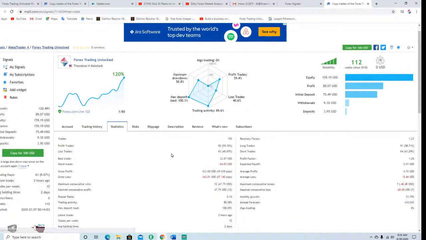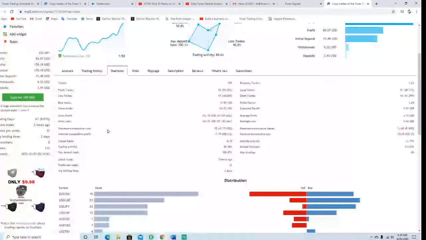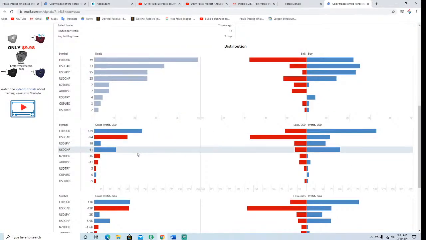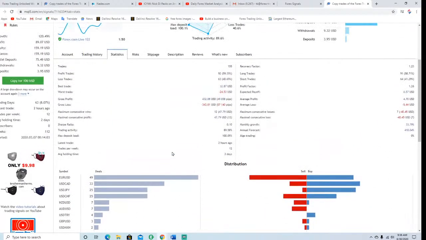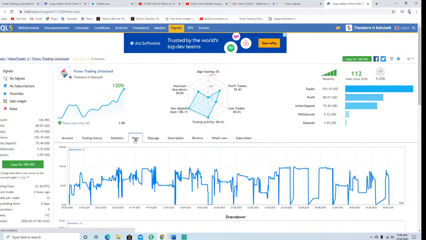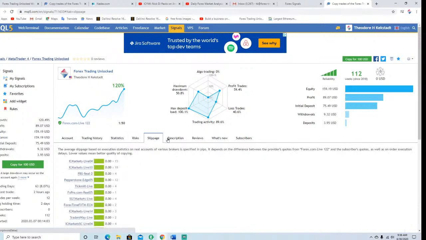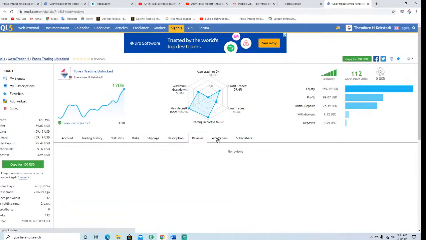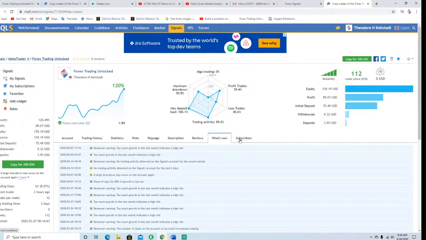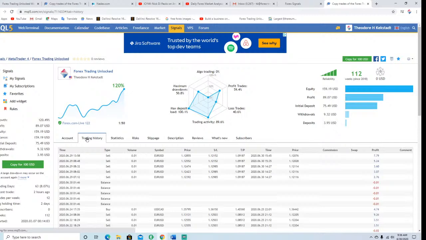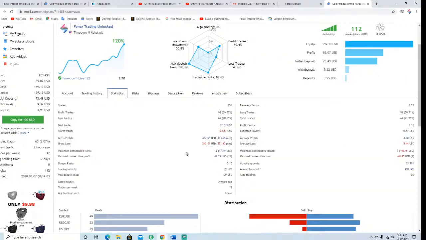We have the statistics here that give you all of our distributions for the different symbols for the markets that we've traded, whether you were short, long, and all the other types of statistics. Risk, slippage, descriptions, then we have the reviews, which would be nice if somebody would leave one for us. What's new, subscribers, obviously, but trading history is the biggest thing. Statistics is also the other one, so you can see how it would perform over time and what you would most likely expect.